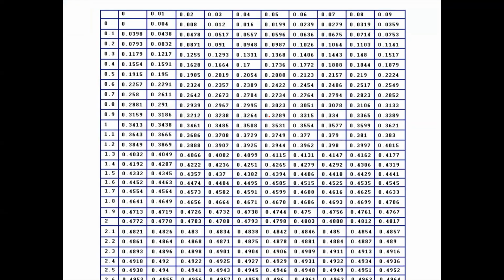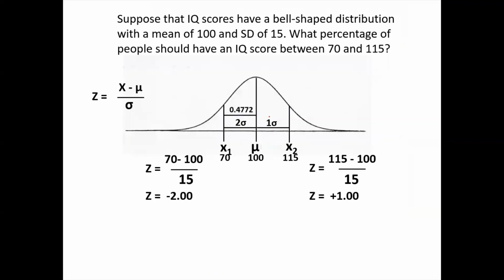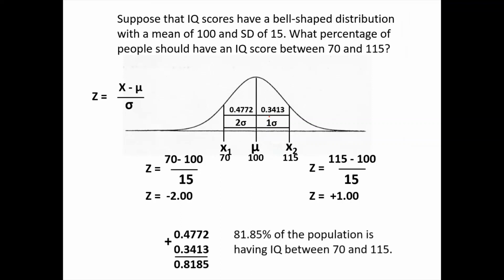So we'll look at the Z table for 1 standard deviation and 2 standard deviations. We have these values 0.3413 and 0.4772 for 1.0 and 2.0. So that means my x1 is at a distance 0.4772 from the mean, and x2 is at a distance 0.3413 from the mean. So to calculate the total distance, I'll add both the values, it comes as 81.85. So 81.85% of the population is having IQ between 70 and 115.